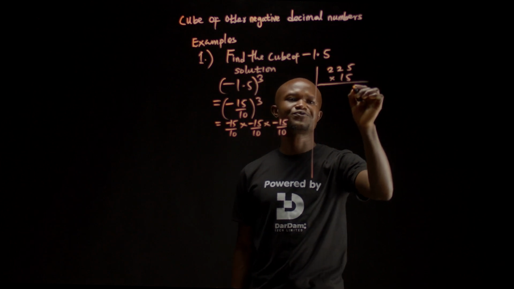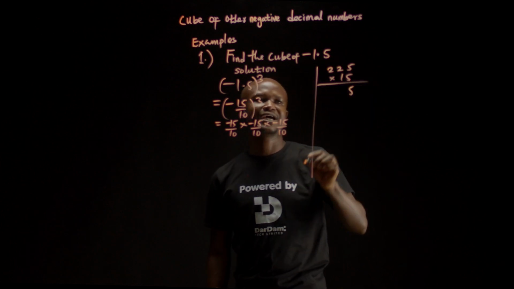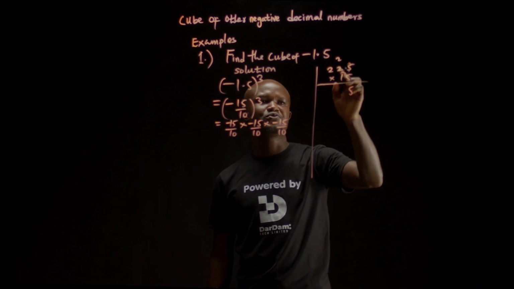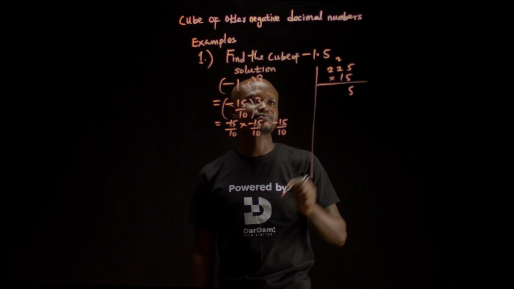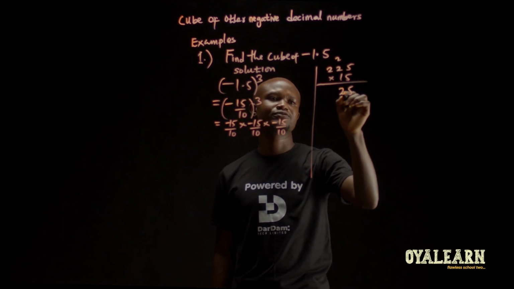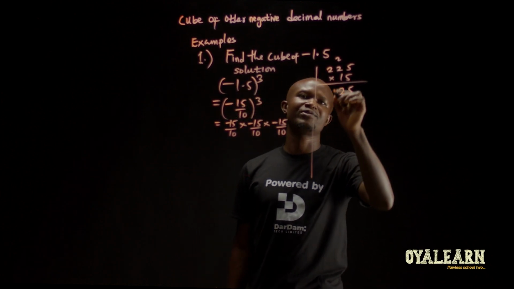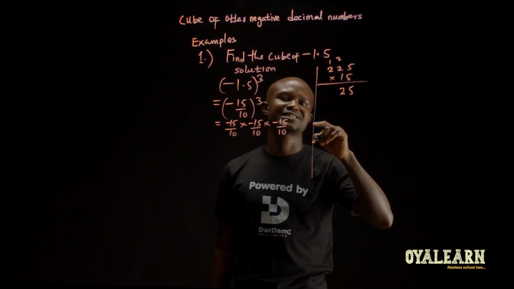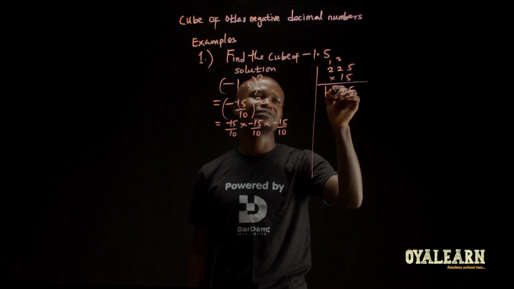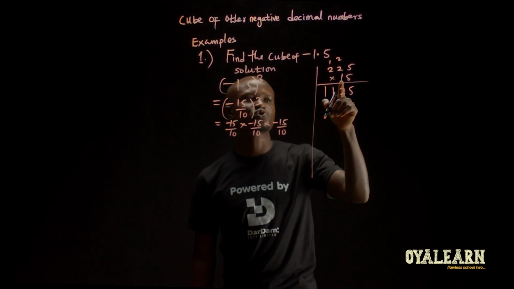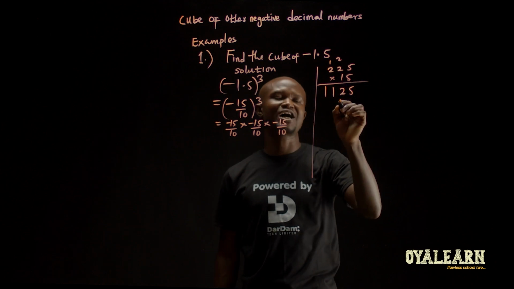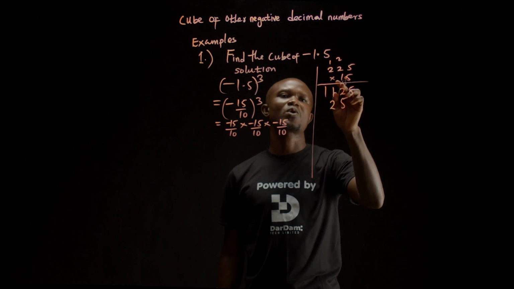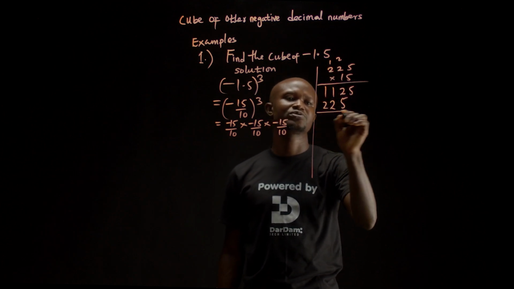Now, 5 times 5, we have 25. Then we carry 2. 5 times 2, we have 10. 10 plus 2, we have 12. We write 2, we carry 1. 5 times 2, we have 10. 10 plus 1, we have 11. Now, we use this 1 again. 1 times 5, we have 5. 1 times 2, we have 2. 1 times 2, we have 2.